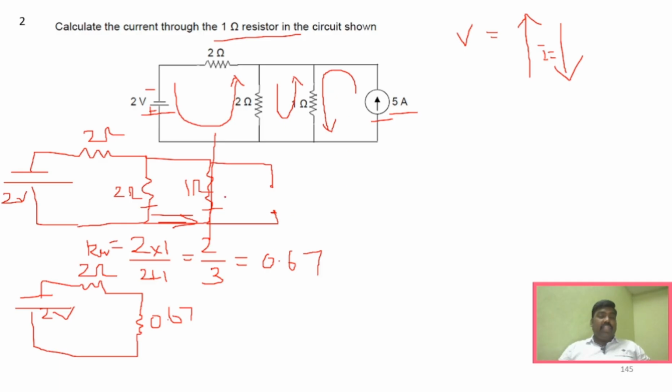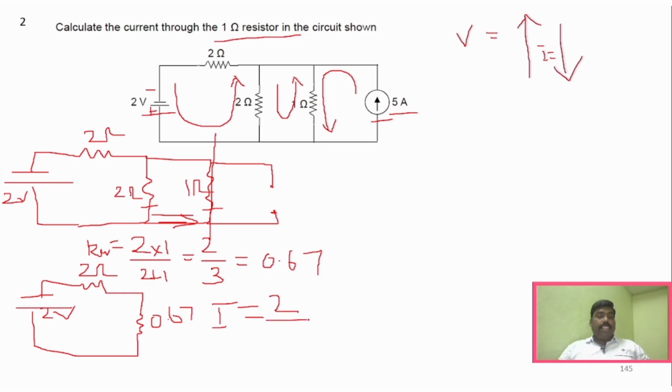Now we can find out the total current, correct? What is the total current now? Now you can see here, I is equal to V by R, right? So V is equal to 2 volt, and R is equal to, these two are in series, right? So 2 plus 0.67 will be 2.67.